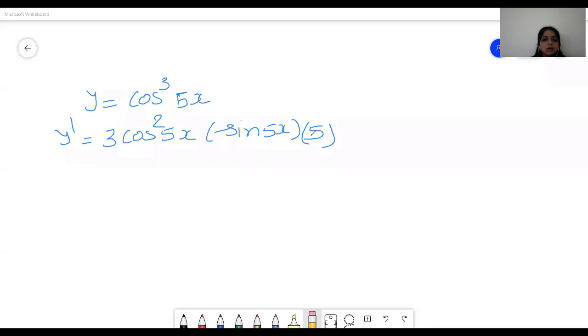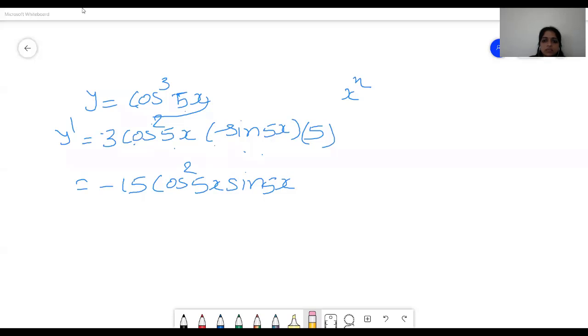Students, here the power is 3. So 3 cos square 5x. First we are applying here x raised to n. Then our main function is cos 5x. So the derivative of cos 5x is minus sin 5x. And then again apply the chain rule. D by dx of 5x is 5. So our final answer is minus 15 cos square 5x into sin 5x.